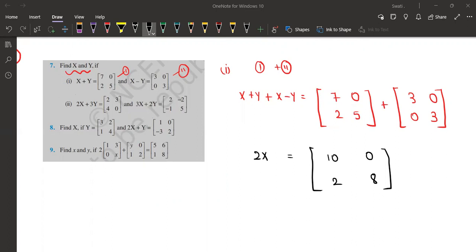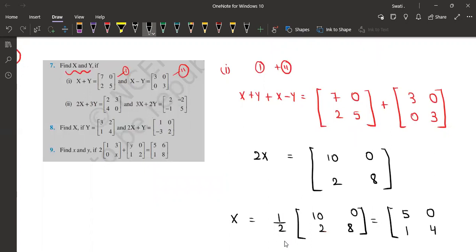If you want, you can directly shift this 2 to the other side because here 2 is getting multiplied. You can say that 2 will get divided, because we know how we solve a linear equation. Or you can say that I'm multiplying by half, so on the other side also I have to multiply by half. So half times the matrix 10, 0, 2, 8. Of course, we can't leave the answer here because half we are going to send inside. Half into 10 is 5, half into 0 is 0, half into 2 is 1 because the 2 will get cancelled, and half into 8 is 4. So we got the answer for x, and we are done with x.